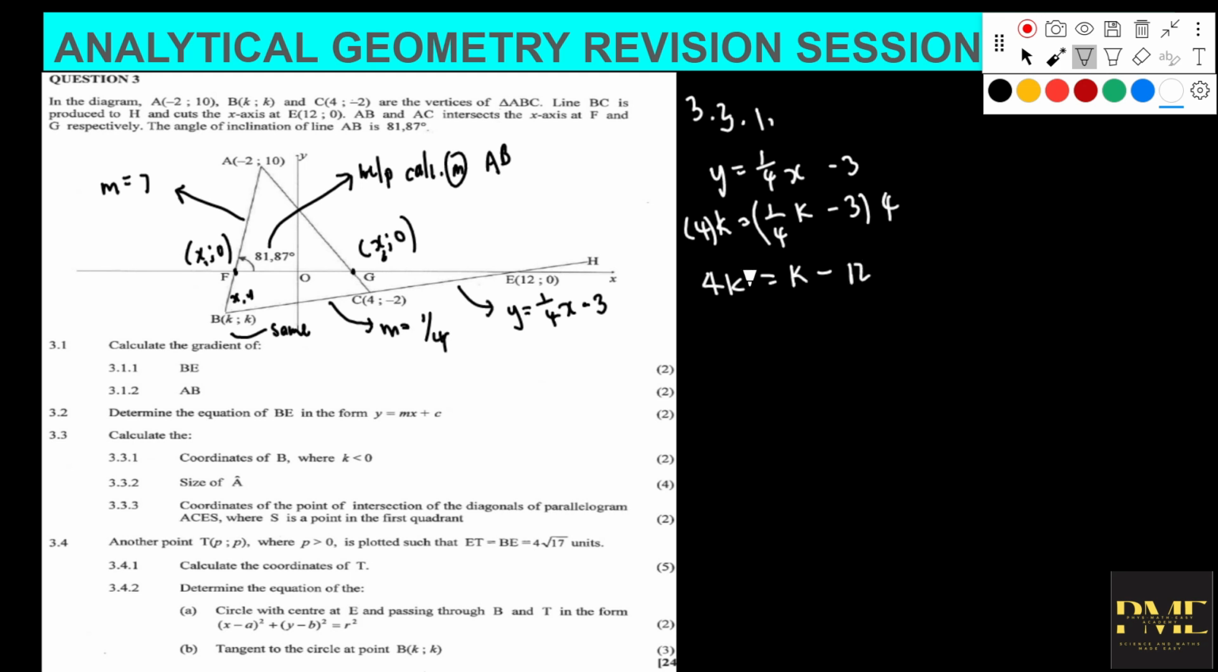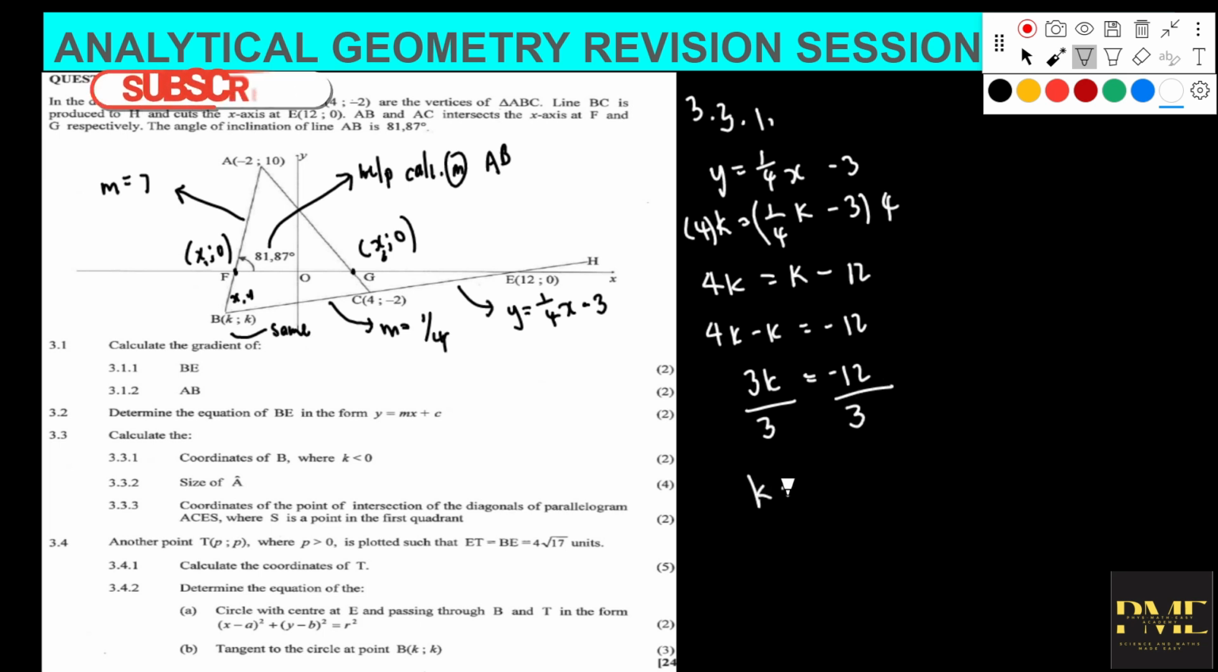And then you can transpose your K to the other side. So you have 4K minus K is equal to negative 12. You have 3K, because 4K minus K is 3K, which is equal to negative 12. Then to solve for K, you divide by 3 on this side, divide by 3 on the other side, and you remain with K equal to negative 4. Alright, because they are equal, in this case that means your coordinates of B are negative 4, negative 4.